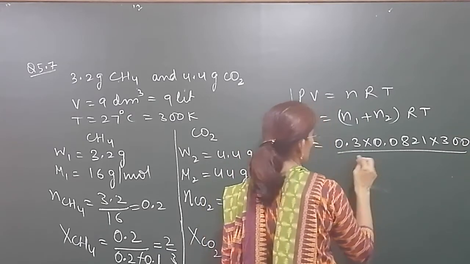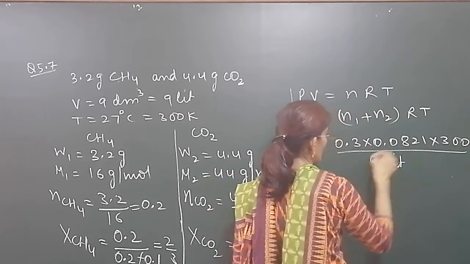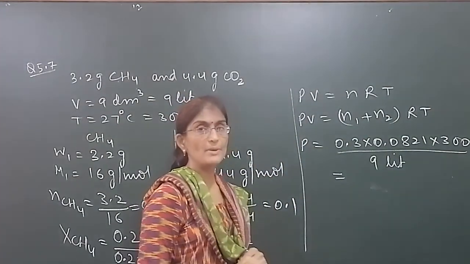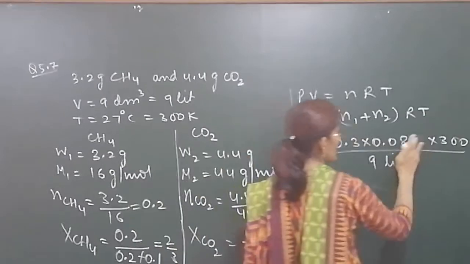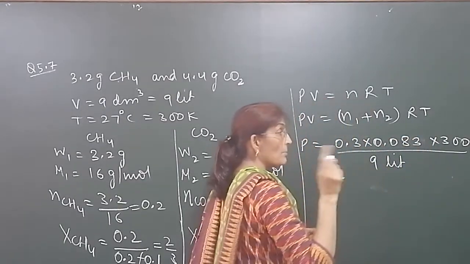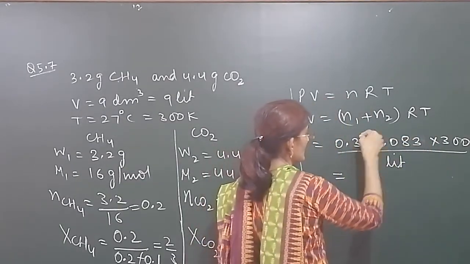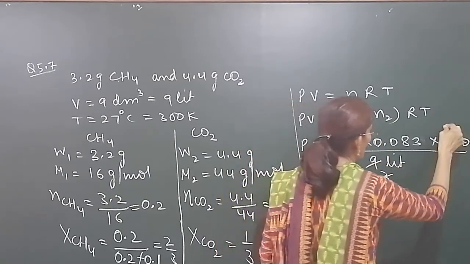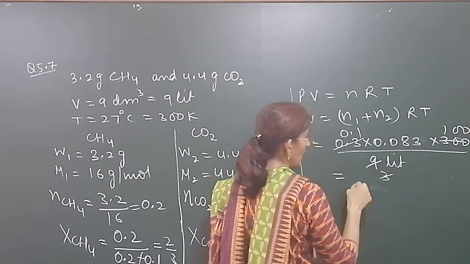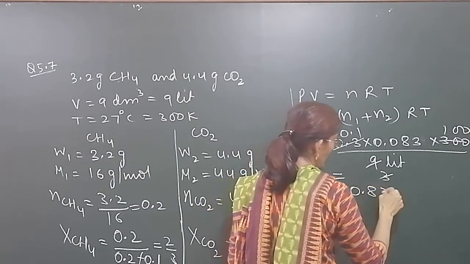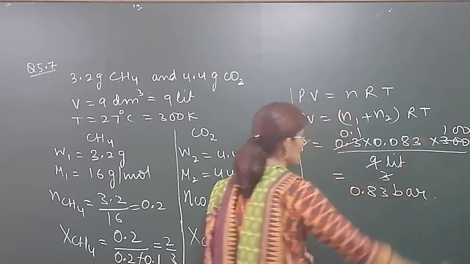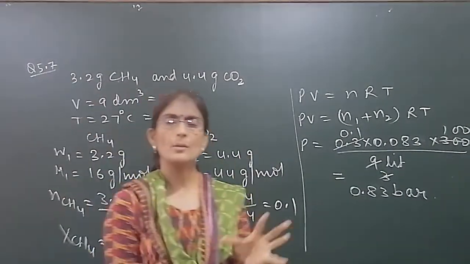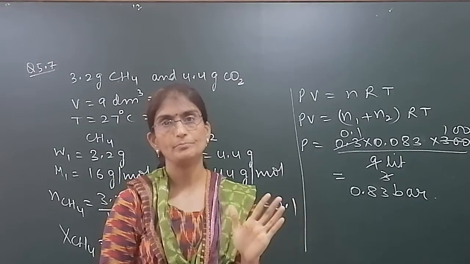Volume is given as 9 liters. As we took 0.082, pressure will be in atmosphere. If we take R as 0.083, it will be in bar. So by solving this, it's 0.83 bar. This is the total pressure of the gaseous mixture. So all numericals are based on the ideal gas equation only.